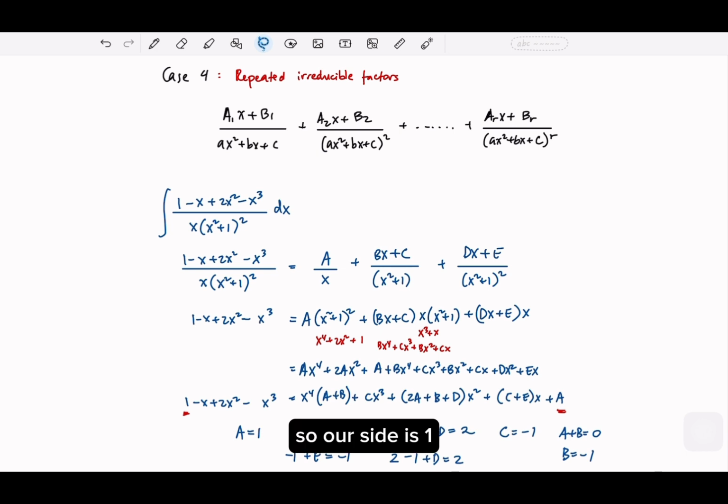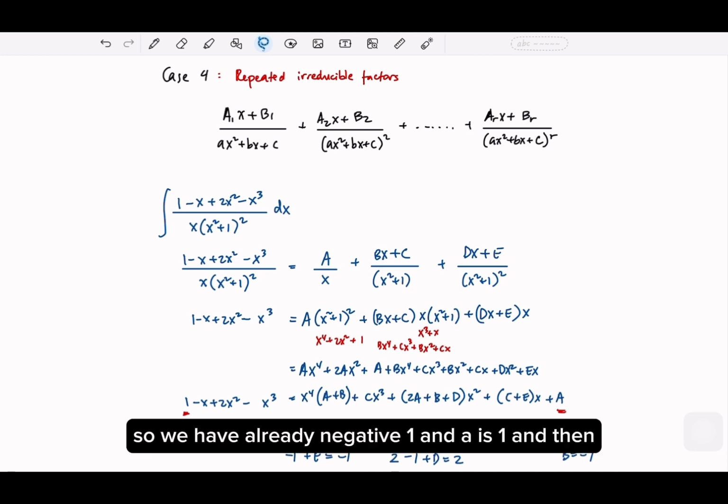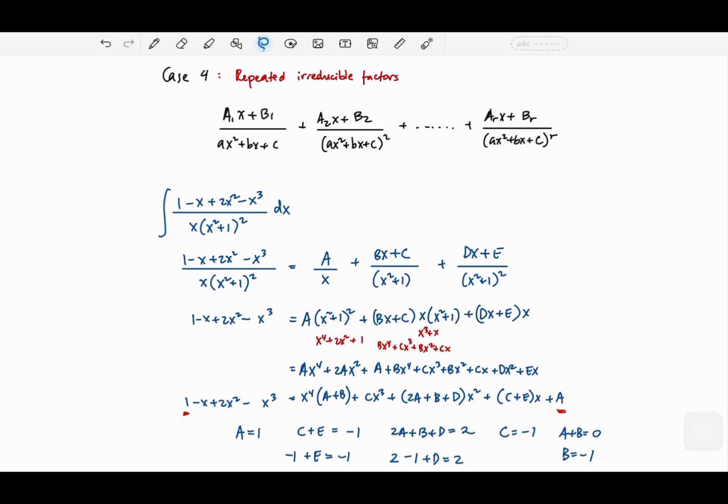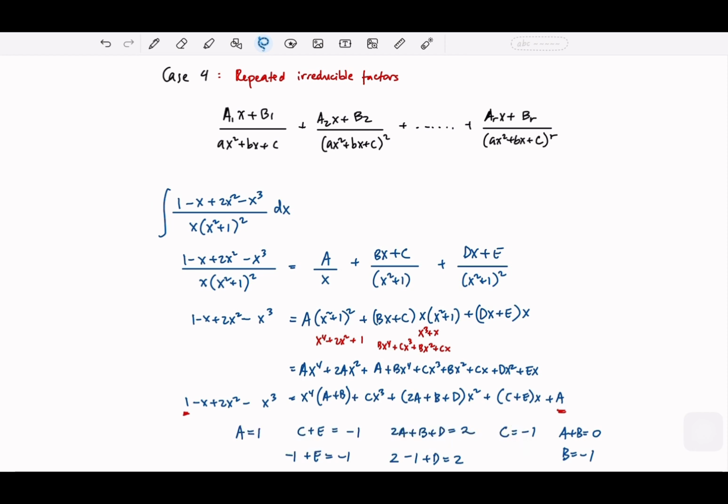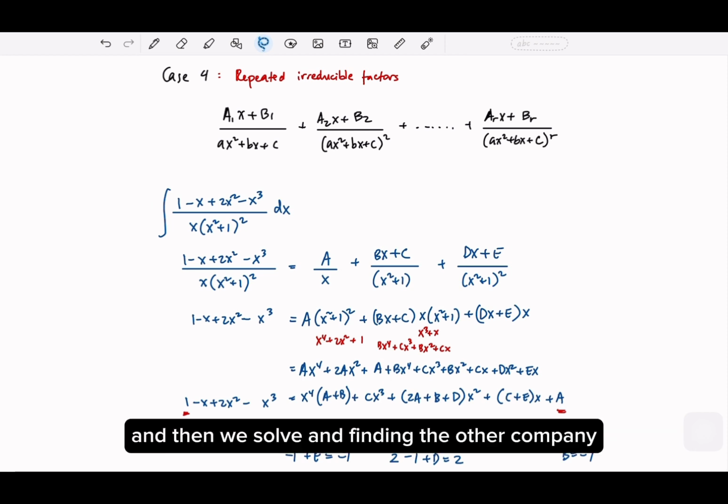Okay. So the constant is 1, which means a is 1, and then x will be c plus e, and then the x squared will be 2. 2 equals 2a plus b plus d, and negative 1 is c. So we have already negative 1, and a is 1. And then the rest will be 0. So a plus b is 0, right? Because there is no x to the power of 4.